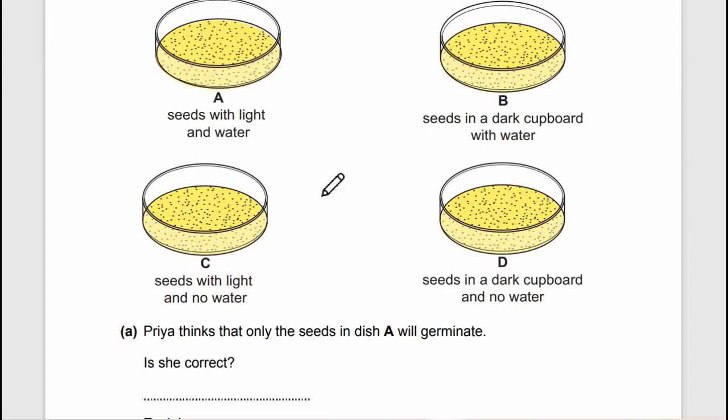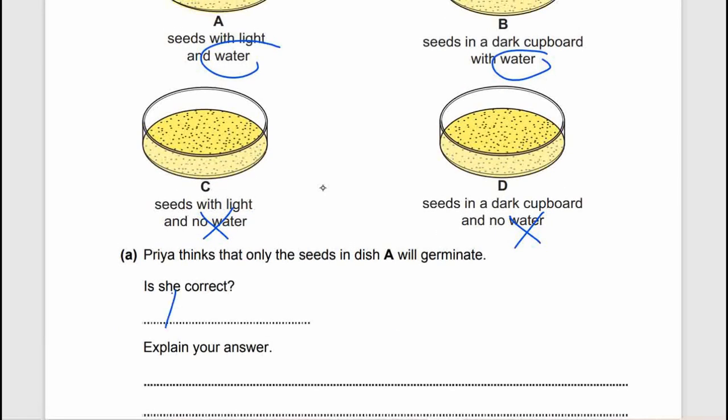Well, what seeds need to germinate is water. This is no water, will not be the option. And seeds don't need any light because seeds germinate deep in the soil. So seeds B will germinate and seeds A also will germinate. Now, is she correct? No, she isn't correct.